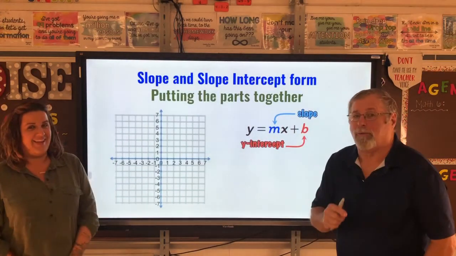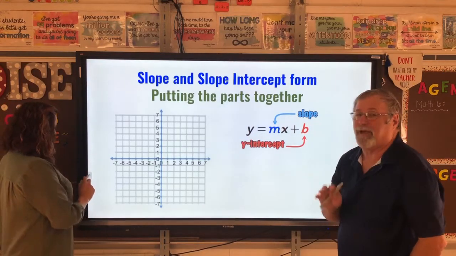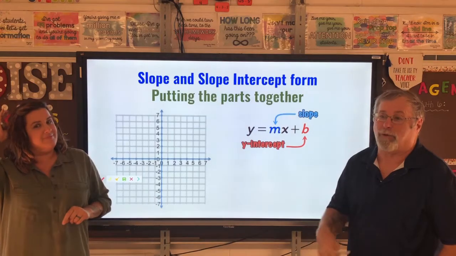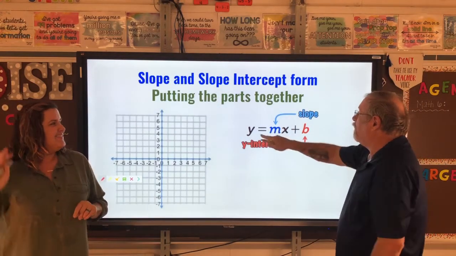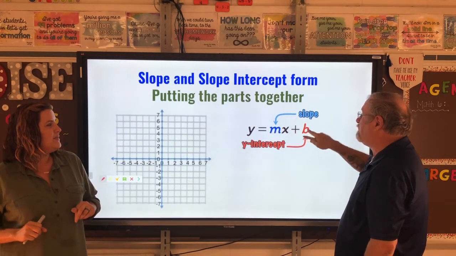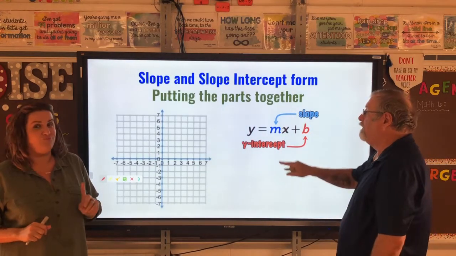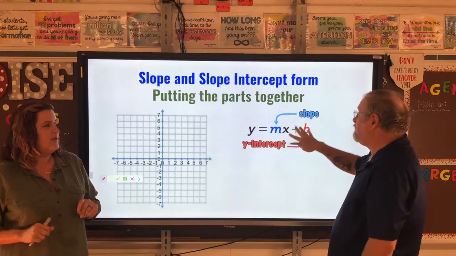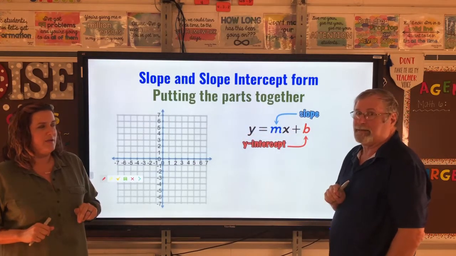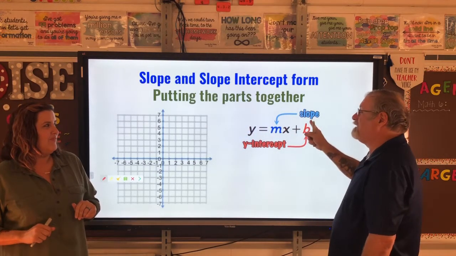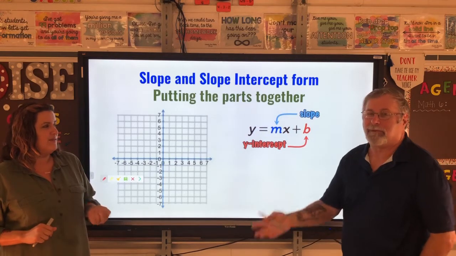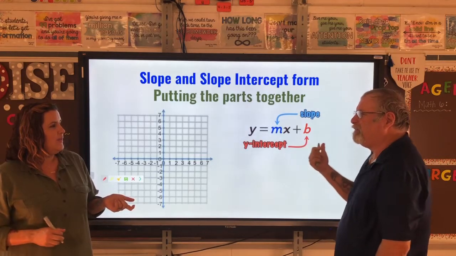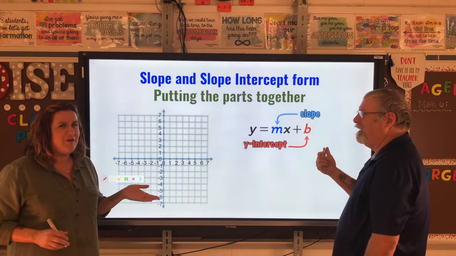So here we go. We're going to start out by identifying what slope-intercept form means. It is an equation: y equals mx plus b. Here are the parts. The y is the y coordinate. The m, we already know, is the slope. The x is the x coordinate, so we can figure that one out. And then the b is the y-intercept, which they've already watched a video on.